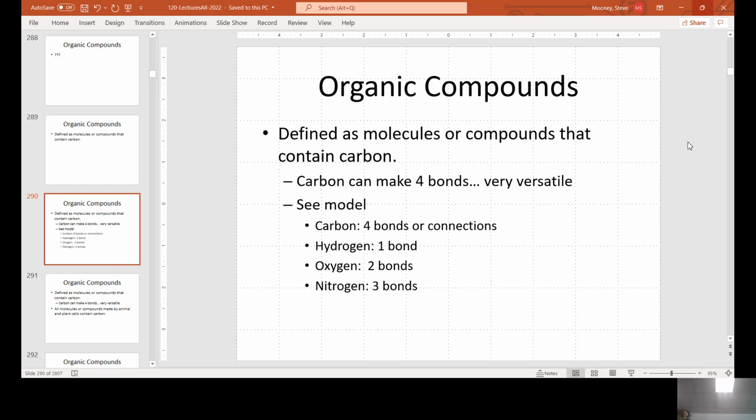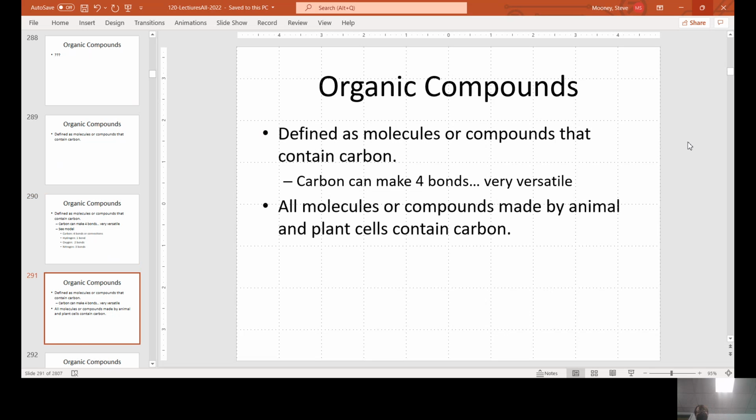So looking at the big four, we have four bonds or connections for carbon. Hydrogen can only do one, oxygen can do two, nitrogen can do three. So the ability to do four different connections allows a lot of different things to happen. That's pretty much the basis of life. The ability to make four different connections by a carbon atom. So carbon, four bonds, very versatile.